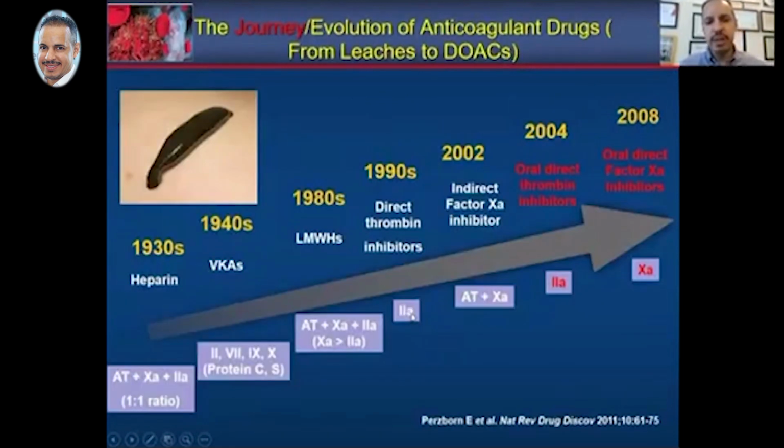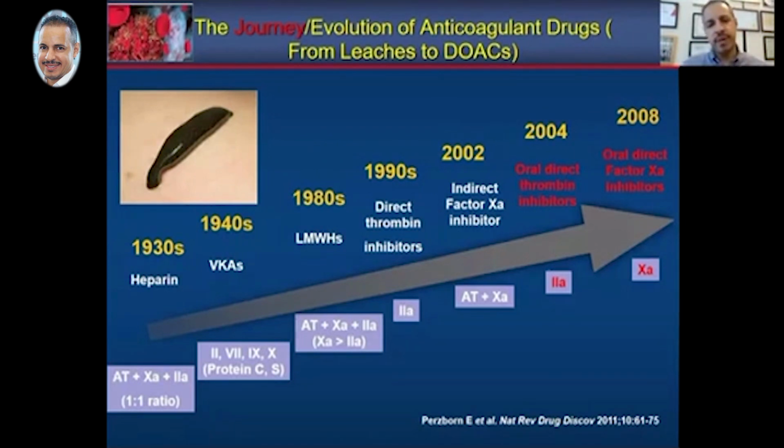Very important: now we are in the era of DOAC, direct oral anticoagulant, or non-vitamin K oral anticoagulant. This is a major revolution in the history of thrombosis. It actually made our life easy for treatment of venous thromboembolism as outpatient, with a single drug approach.